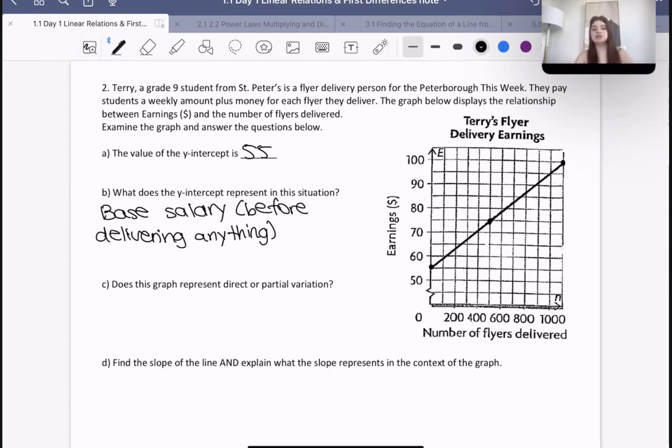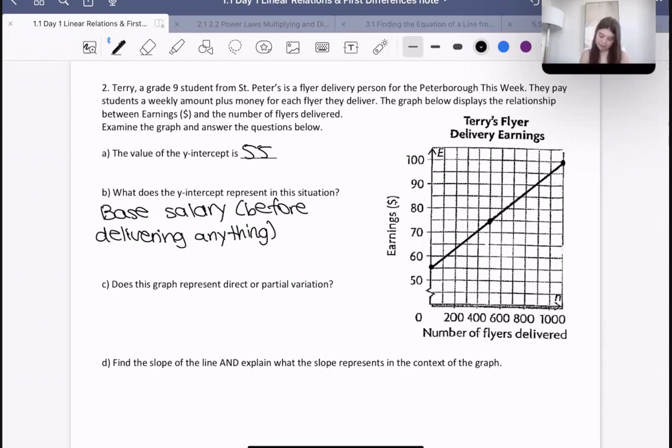Perhaps there's other tasks like meetings to go to or communications to do or other reasons why she's earning that $55, even without delivering anything. Because you'd think, well, don't you have to deliver flyers to make money? And yes, you have to. That's how part of her income gets made. But she also gets $55 just as her base salary for having this job. All right.